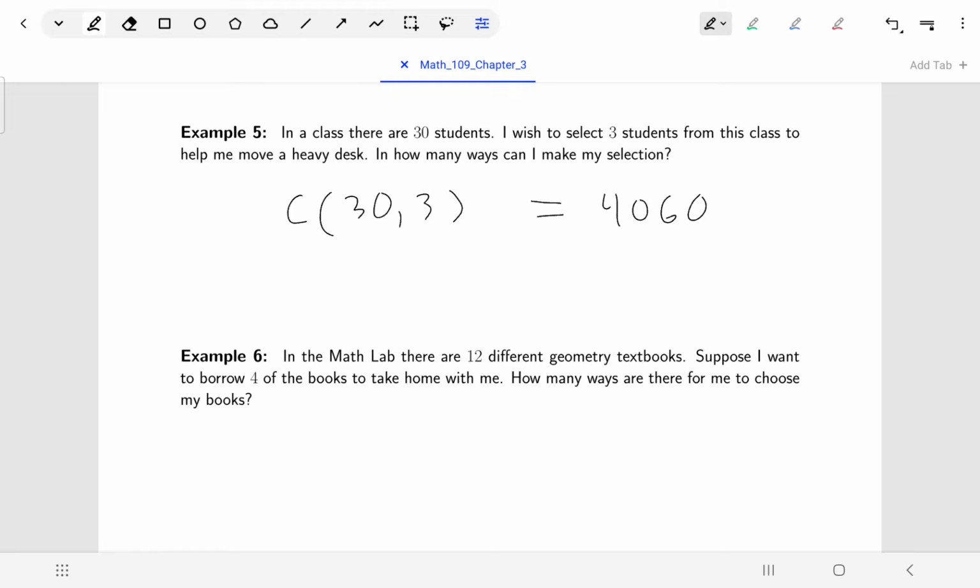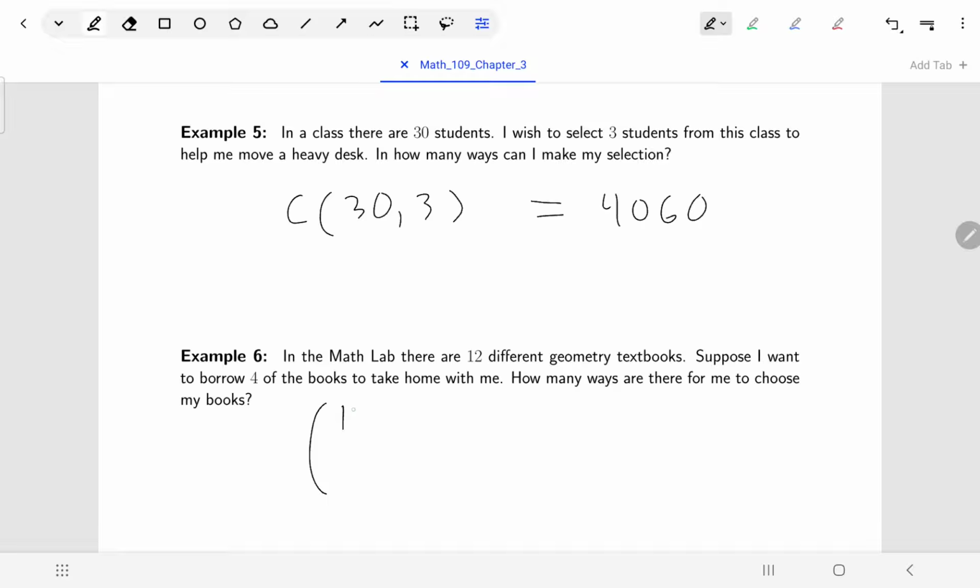Example 6, I've got 12 different geometry textbooks in the math lab, and I just want to select 4 of them to take home with me. I'm not putting them in any sort of an order, like this one is to be read on Monday, and this one I'm reading on Tuesday, and this one I'm reading on Wednesday. Nothing like that. I'm just picking these 4 books, so it doesn't really matter which gets picked first and which gets picked last. This is not any sort of an arrangement question. This is just a selection problem.